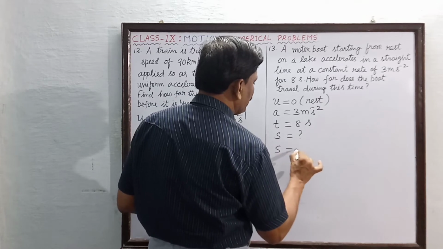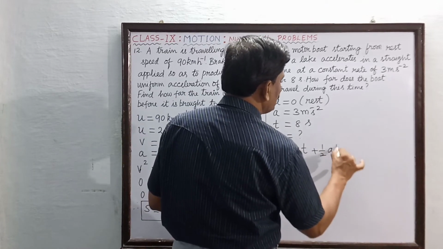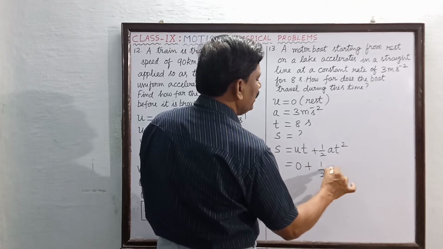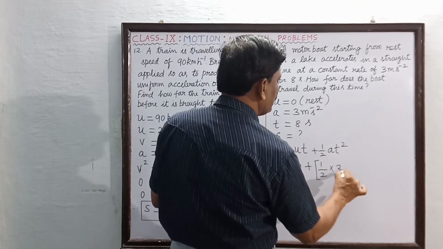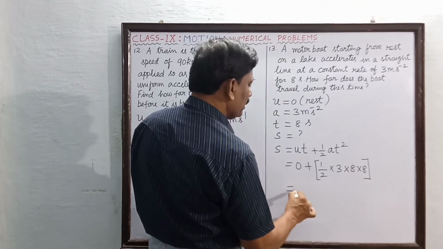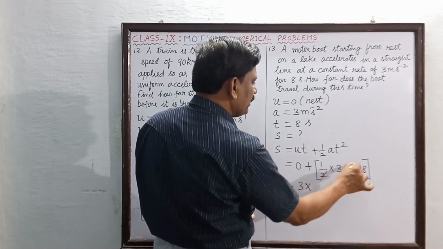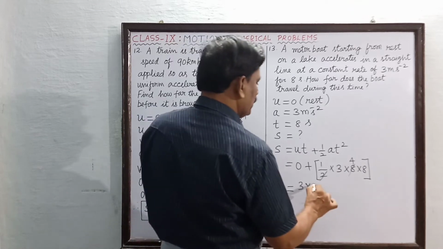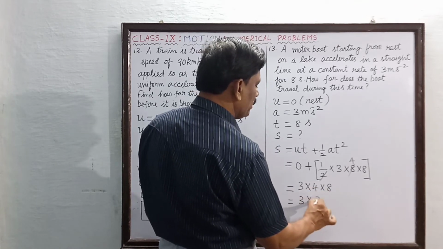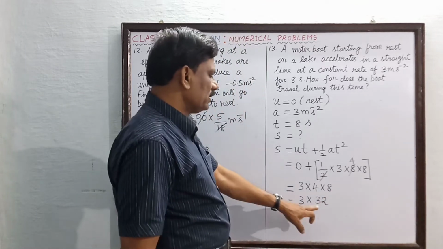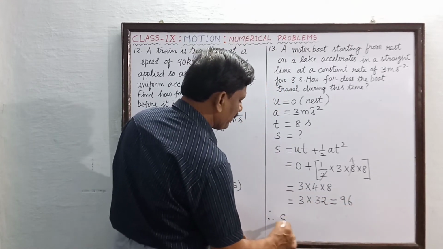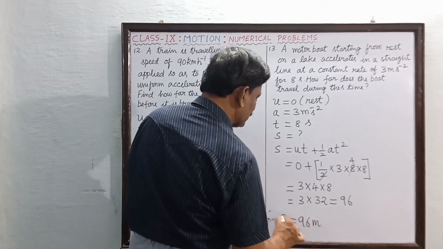So from the second equation of motion, s is equal to ut plus half a t square. So u is 0 plus next product is half into acceleration a, which is 3, into time square, which is 8 into 8. So this is equal to 3 into, you can cut this 8, 4 twos are 8, and this is 4 into 8. So 8 fours are 32. So 3 into 32. 32 into 3 is what? 96. Therefore, the distance traveled by the boat is equal to 96 meters.